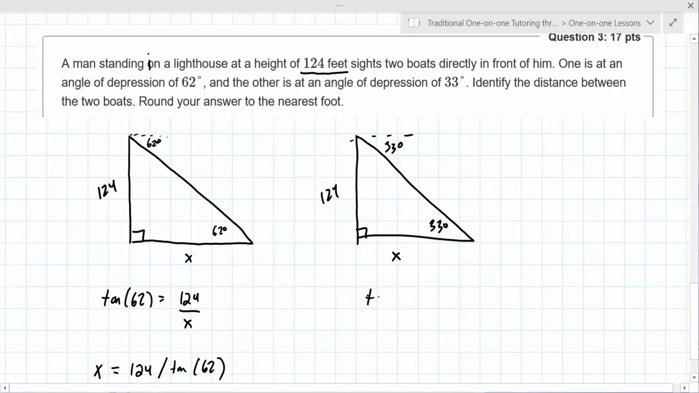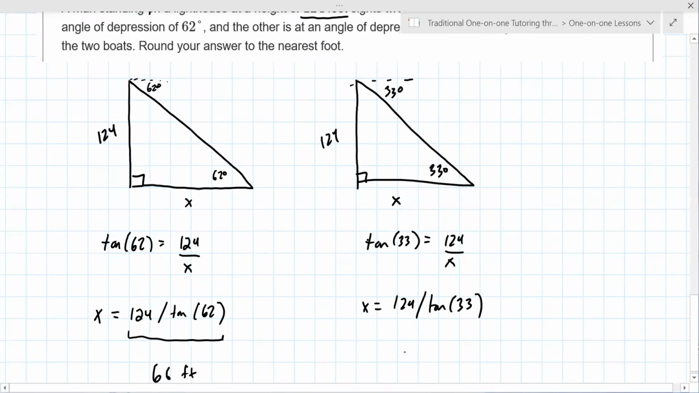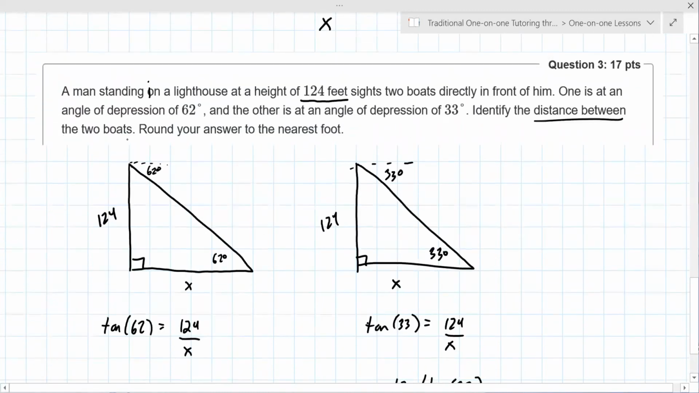So I'll write out the steps here. Tangent of 33 equals 124 over x. X equals 124 over the tangent of 33. Yep. I get 190.9. So we'll call it 191. So this one's further away, and if you recall, it wants the distance between the two boats.